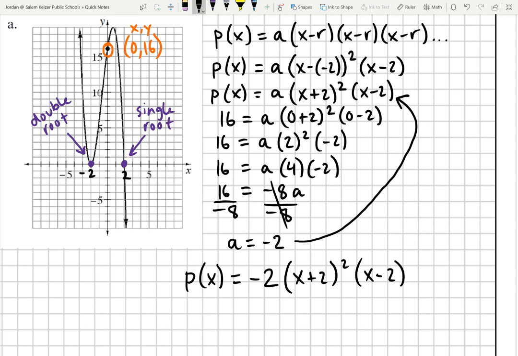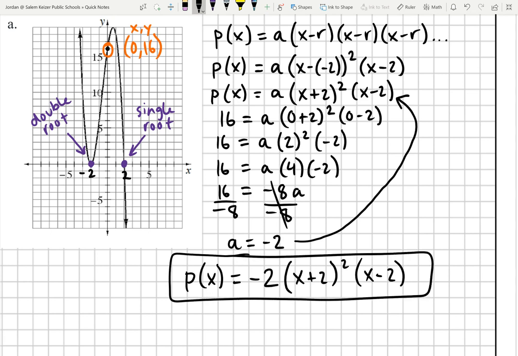Okay, so this would be the graph that, or the equation, I should say, that exactly fits this graph. Okay, it's the right stretchiness, right? It's the right steepness. It goes through the point 0, 16, and it hits those 2 spots on the x-axis. And we could certainly check that by taking this and putting it into Desmos and making sure this graph is what shows up.